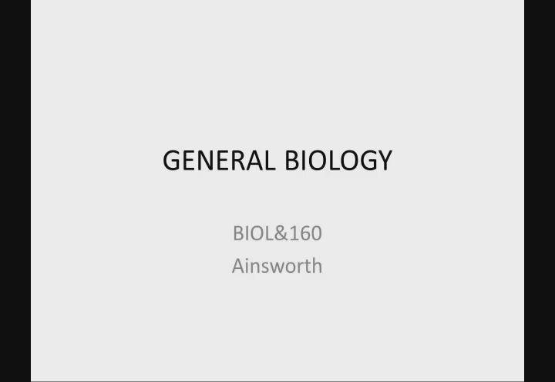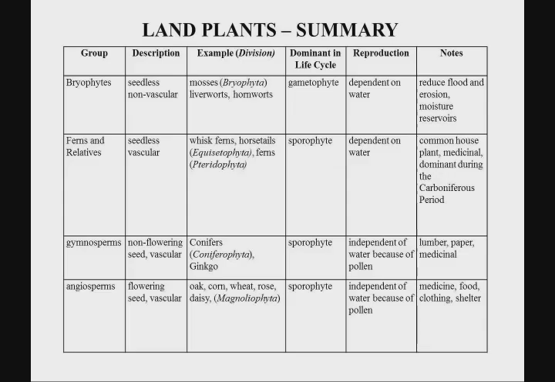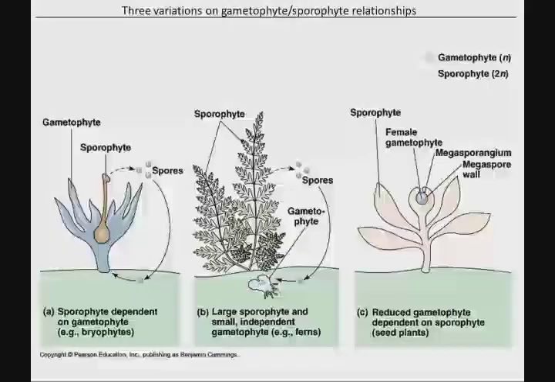So as we continue on the plant kingdom, we're going to look at our last two groups of plants, and these are the Gymnosperms and Angiosperms. And the thing about the Gymnosperms and Angiosperms is these are the plants that you're most familiar with. They're most abundant in the current environment. And now the gametophyte is going to be completely dependent on the sporophyte in these two groups.